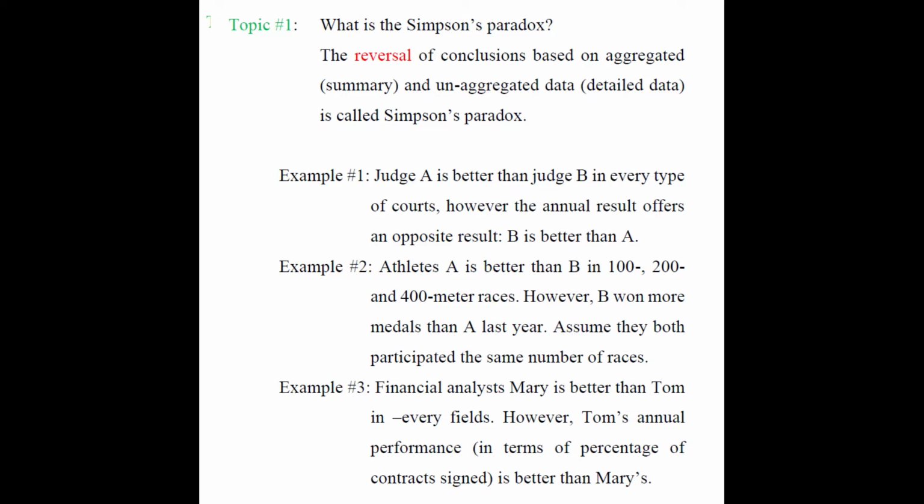Example number 2. Athlete A is better than B in 100, 200, and 400 meter races. However, B won more medals than A last year. Here we assume they both participate in the same number of races. Example 3. Financial analyst A is better than B in every field. However, B's annual success rate is higher than A's.